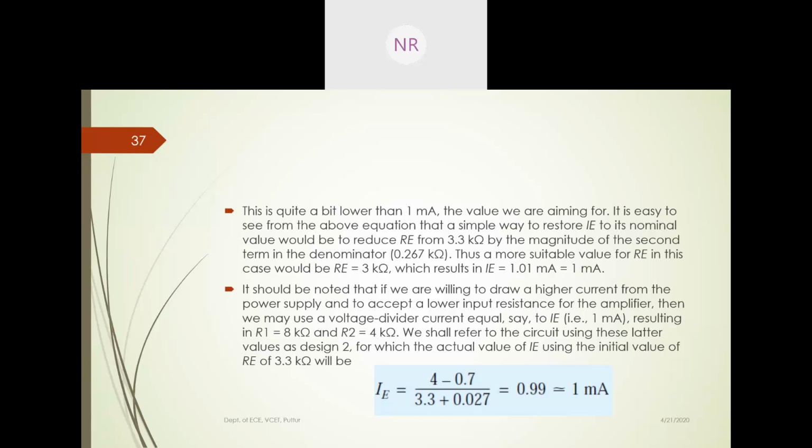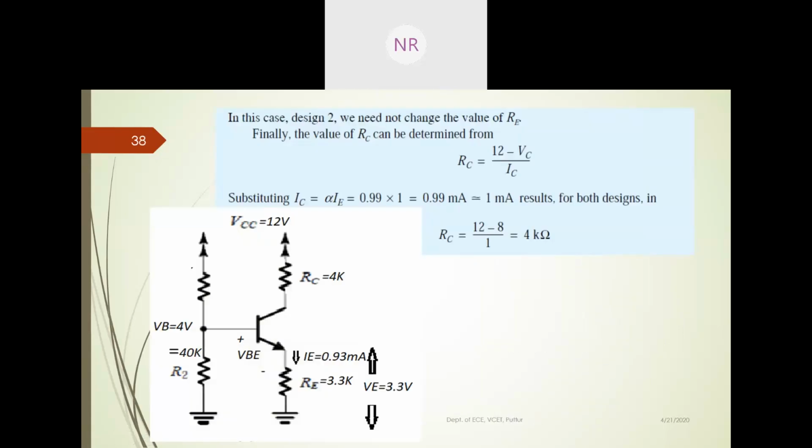If it is 0.1 milliampere, then the resistor values will be, see here, 3.3K, whereas here you will be getting values which will be very much lesser than 3.3K. Okay. So this is the second design, we have got this much IE. For the first design, we have got IE as 0.93 milliamperes.